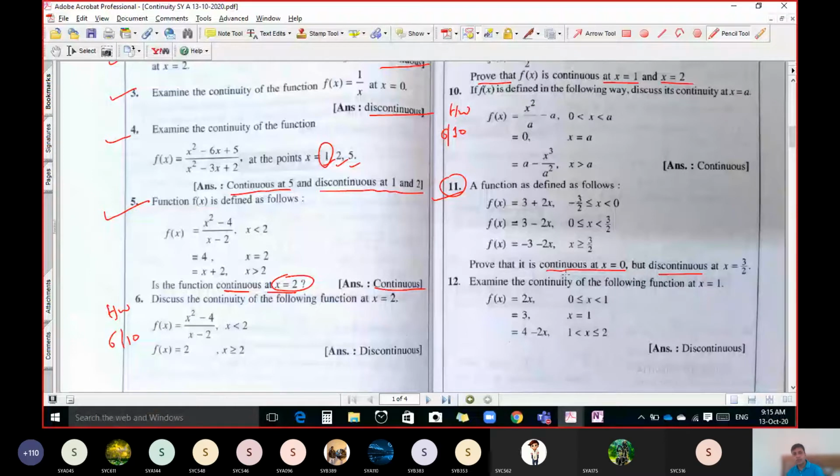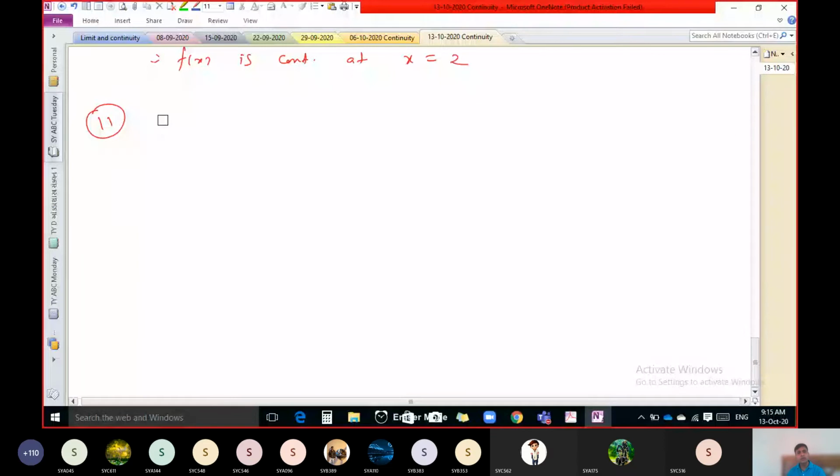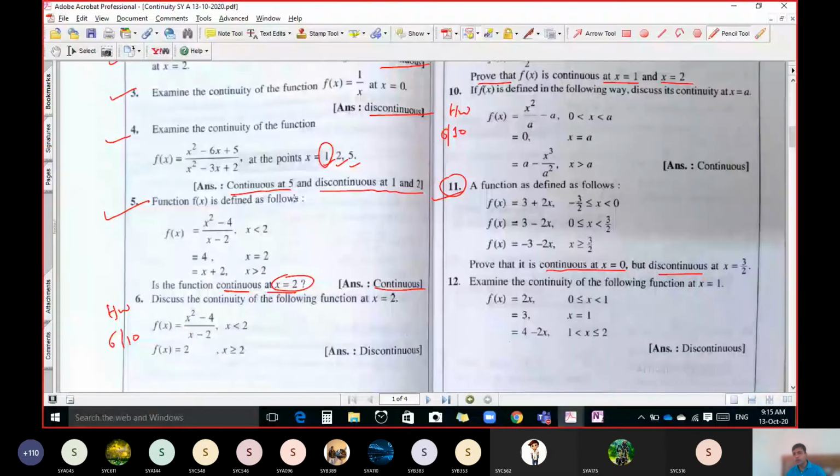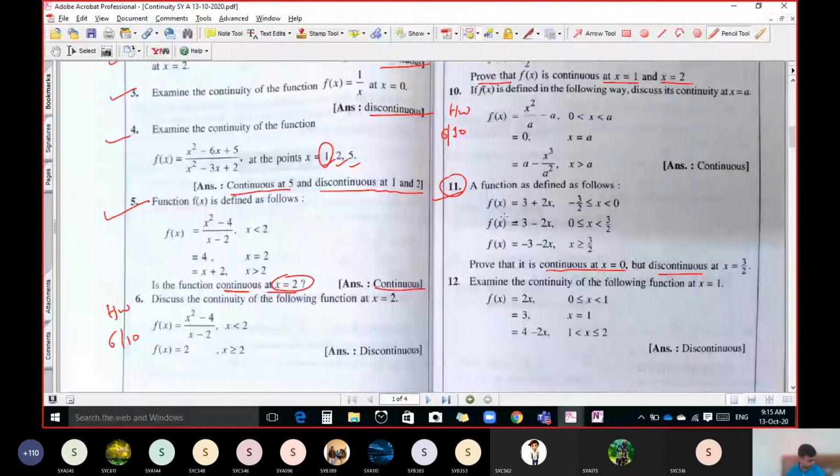Let us write down the function first. Okay, let us start from the first part. For x equal to 0, we have to check continuity. So the first condition, f of 0. Now see the question carefully. When x is 0, which one is the value of the function? First one, second one or third one? Observe this carefully.